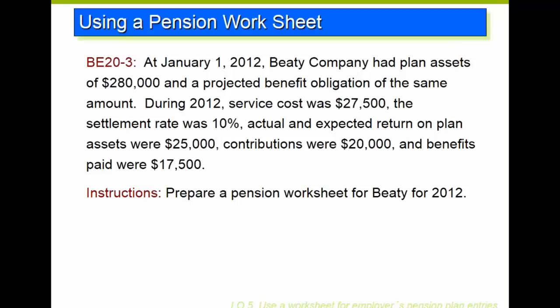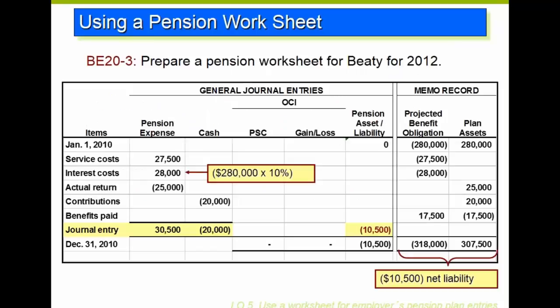Service cost was $27,500. The settlement rate was 10%. Actual and expected return on plan assets was $25,000. Contribution was $20,000. Benefits paid was $17,500. So let's look through this and think about all of these as debits and credits. A credit obviously is a negative number, debits are positive numbers.